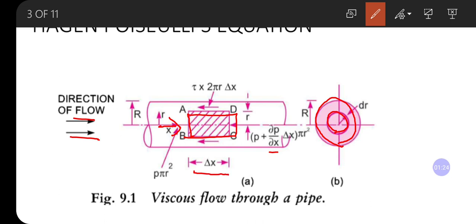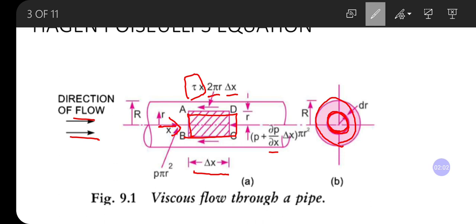One more force is acting which is offering resistance to the flow, and this is called shear stress, and this is because of the viscosity of the fluid. When we have viscous fluids, then we will have shear force which is acting between the fluid layers, because all the fluid layers will slide over each other with different velocity. So tau is the shear stress, and it will act all over the circumference of this circular selected section. So 2 pi r is its circumference, and for length delta x, total force is tau 2 pi r delta x.